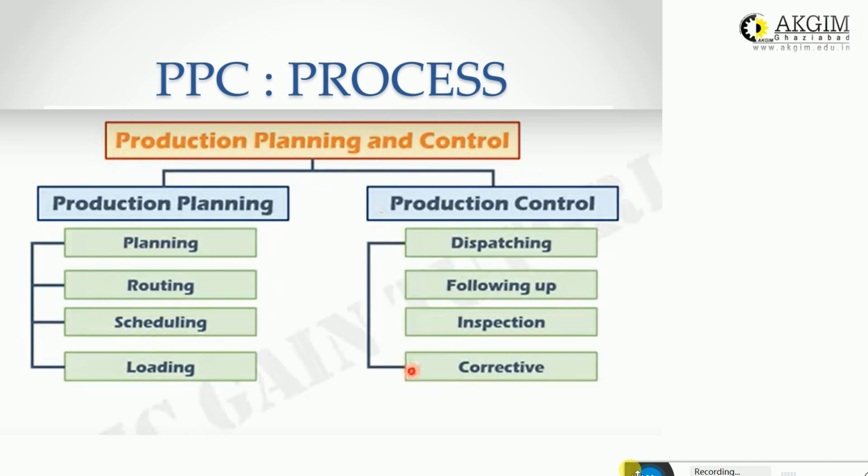Last is the corrective action. Corrective action may involve adjusting the routes or rescheduling of work, or repairs and maintenance of machines and equipment, or control over inventories. If there is a cause of poor performance, then personnel decisions like giving training to the people, transfer of the people, or demotions can follow. So this is how PPC actually works, right?